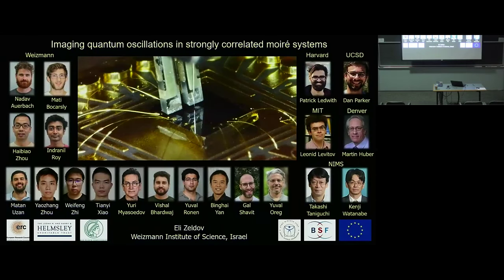So the heroes of the things that I will present today on the experimental side are Nadav, Mati, Haibiao, Indranil, and Matan mainly. And on the theory side, it's Patrick, Dan, and Gal, who is here, as well as Leonid, Binghai, and Yuval Oreg.